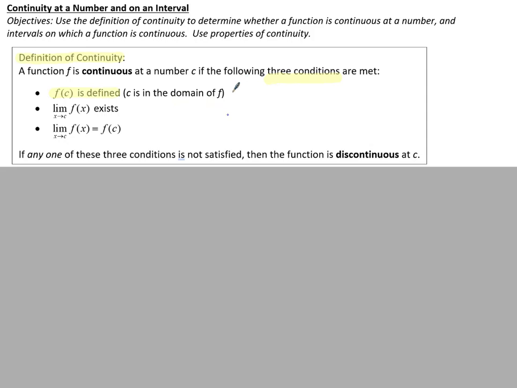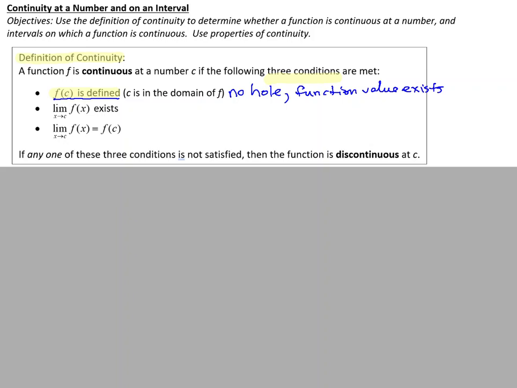We can think of this by thinking that there is no hole, graphically, or that the function value exists. These are other ways to think about it, but we want to remember it by thinking f of c is defined, that part that we highlighted right there.